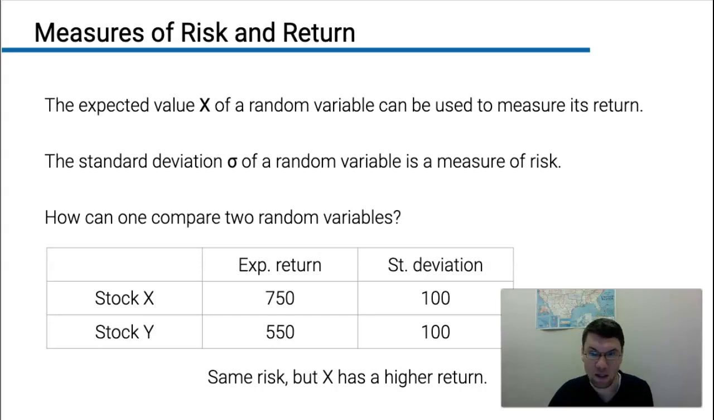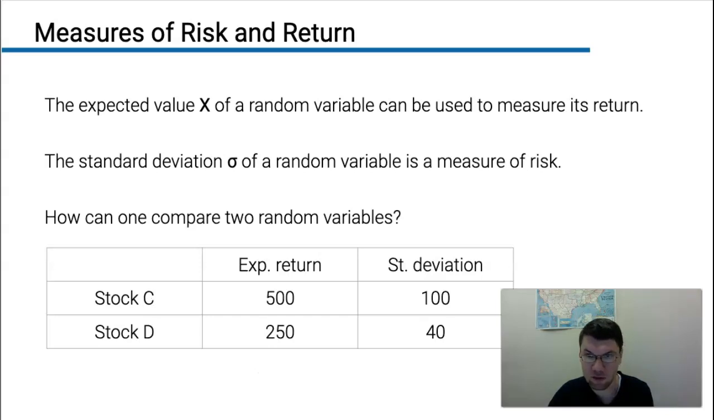But we don't have a way to compare stocks that have different expected returns and different risk levels at the same time. For instance, let's look at the following example. Stock C has an expected return of 500 and a risk measure of 100. Stock D has a return of 250 and a risk measure of only 40. So C is offering a higher expected return, but also a higher risk level associated with it. So how do we compare stocks like C and D?